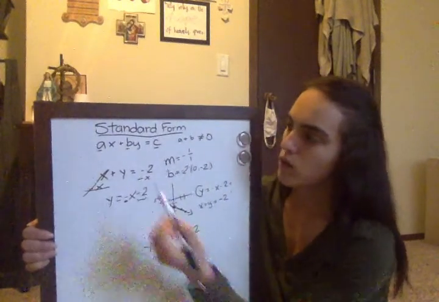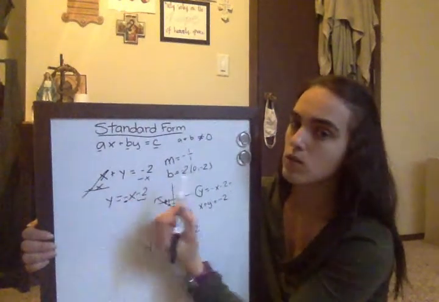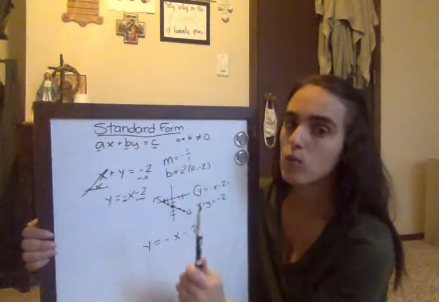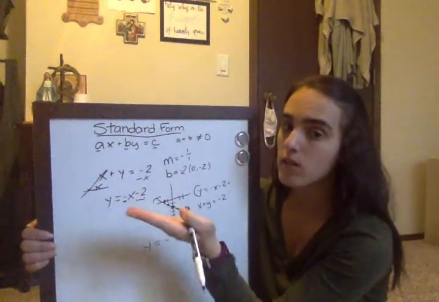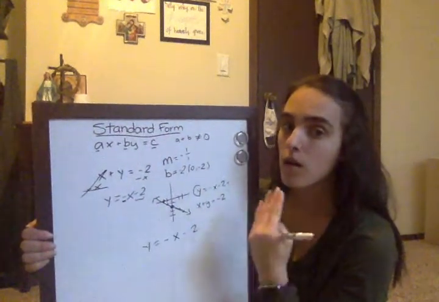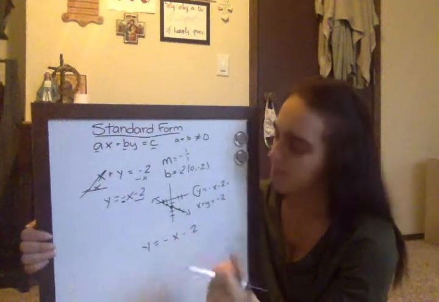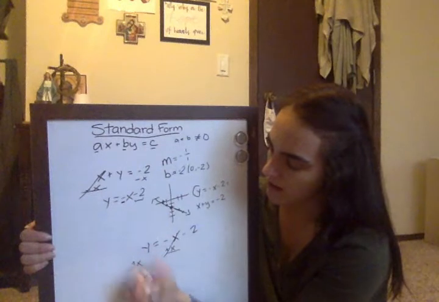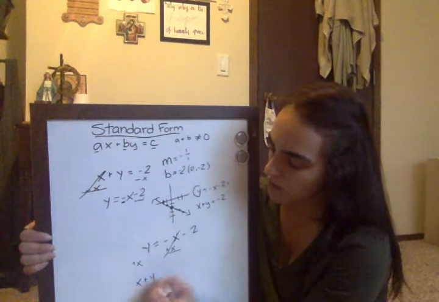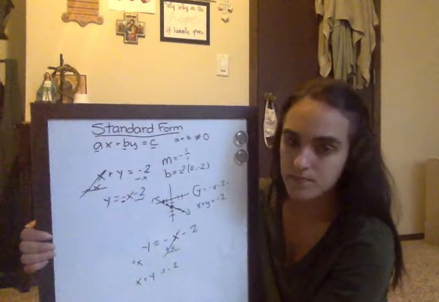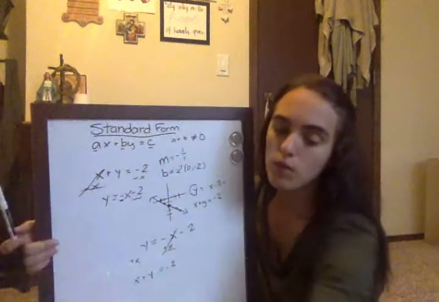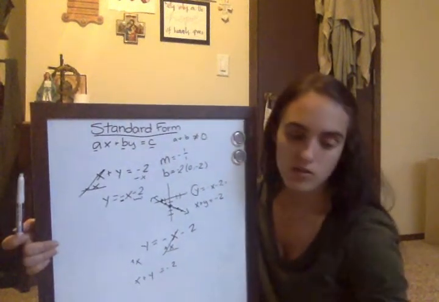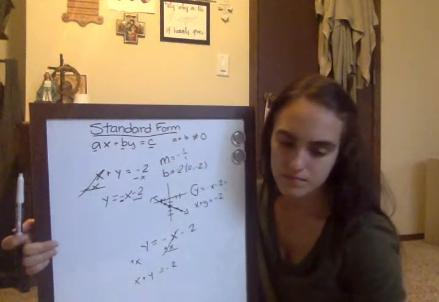you know that standard form is ax plus by equals c. So your x and your y need to be on one side of the equal sign, your whole number on the other side. So you would add x, x plus y equals negative 2. You can get an equation from slope-intercept form into standard form.